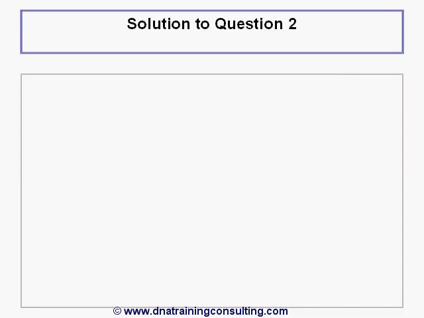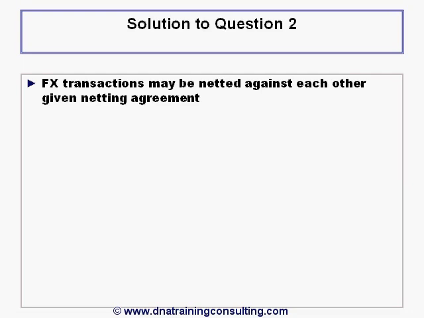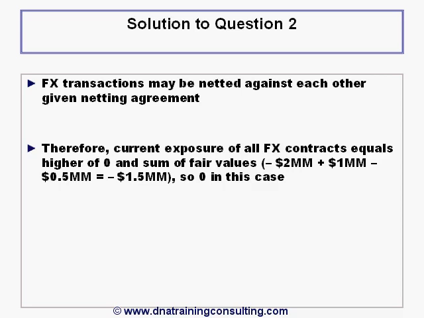Solution to question 2. The FX transactions may be netted against each other given the netting agreement for these transactions. Therefore, the current exposure of all FX contracts equals the higher of 0 and the sum of the fair values shown here. So 0 in this case.